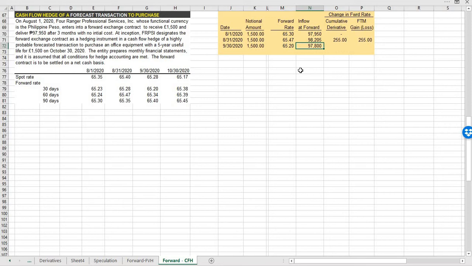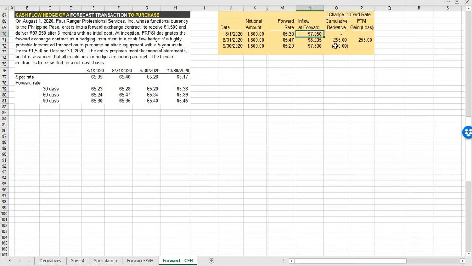So, magkano yung cumulative change? Ito yung change from the date of inception. So, yan ay 150 pesos. And siya daw ay negative. Bakit? Kasi bumaba siya. Bumaba ang ating inflow. Kung cumulative, syempre, 97,950 dito tayo magsa-start. So, from 97,950, as of the current date, September 30, ang expected inflow na lang is 97,800. So, bumaba ang ating inflow, so siya ay negative 150, which will be presented in the liability section on this date. So, ito ang cumulative change that will appear in the balance sheet.